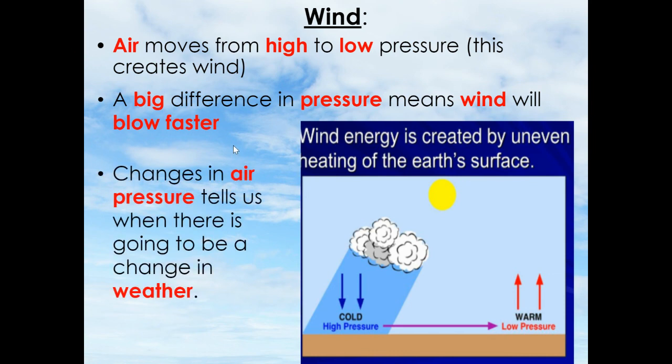Changes in air pressure tell us when there's going to be a change in weather. So if we look at this diagram, we can see there's an area over here in the shadows of the clouds, and that makes the air a little cooler. So air is going to sink here. Air will travel across the Earth's surface, moving towards an area that's warmer. When it reaches that warmer area, it heats up. And we know convection, we know hot air is going to start to rise.